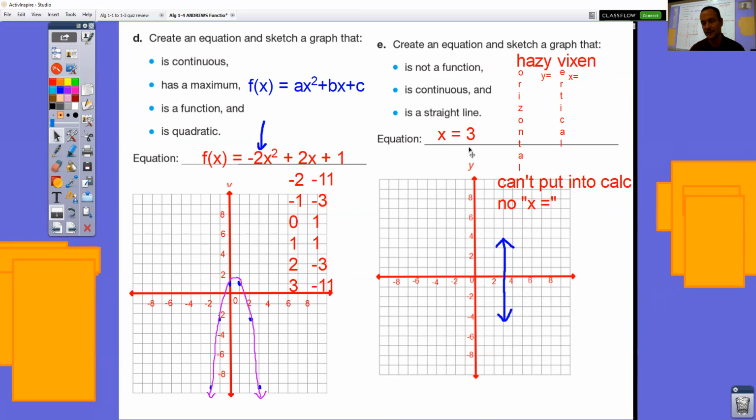We can't put this into the calculator. It would just be x equals 3. So all these points along here are x equals 3. This would be like (3, 0), (3, 1), (3, 2), (3, 3), (3, 4), (3, -1), (3, -2). So all of our x values are 3. And that would form our vertical line right here.